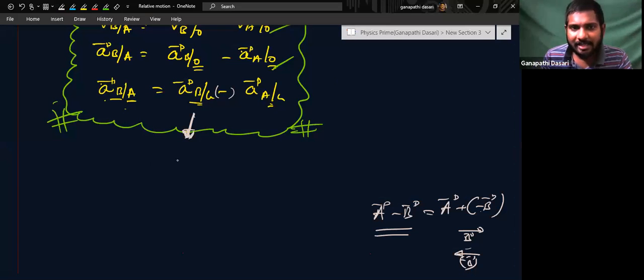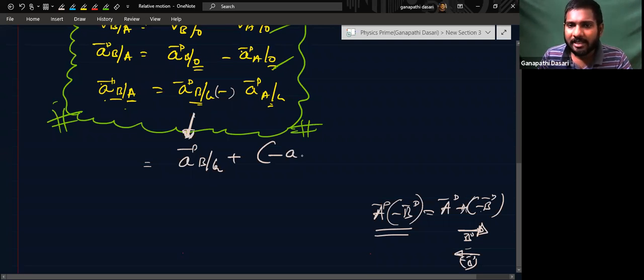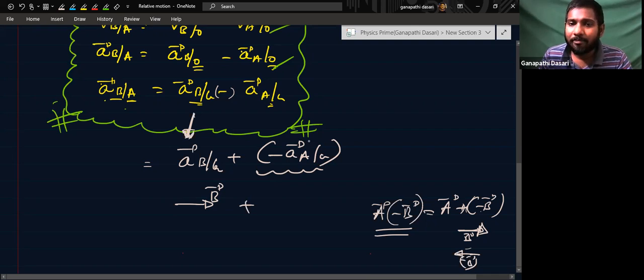This can be written as, if we copy all the three things again, acceleration of B with respect to ground plus minus of acceleration of A with respect to ground. That means what we can do is, if you have suppose B vector something plus negative of A vector, suppose A vector is this thing, you reverse the direction of A vector and just add both of them, okay?